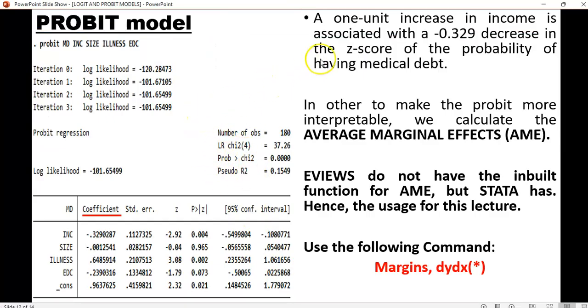For Probit, a 1 unit increase in income is associated with a 0.329 decrease in the z-score of the probability of having medical debt. In order to make the Probit more interpretable, we calculate the average marginal effect, because here we have coefficients and not odds ratios. So to make it much more interpretable, we use what we call the average marginal effect for the Probit models. Stata has an inbuilt function for the average marginal effect, which is why we use Stata for this lecture. Now, how do we carry out the average marginal effect? We use this command, margins, dydx(*). So let us use that.